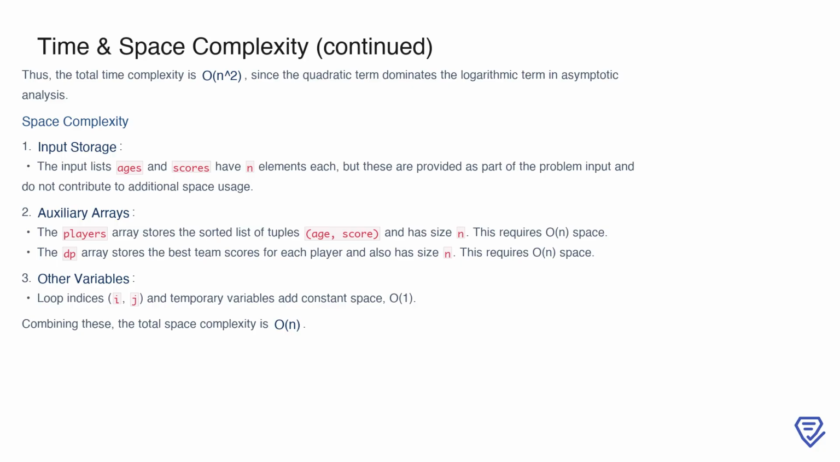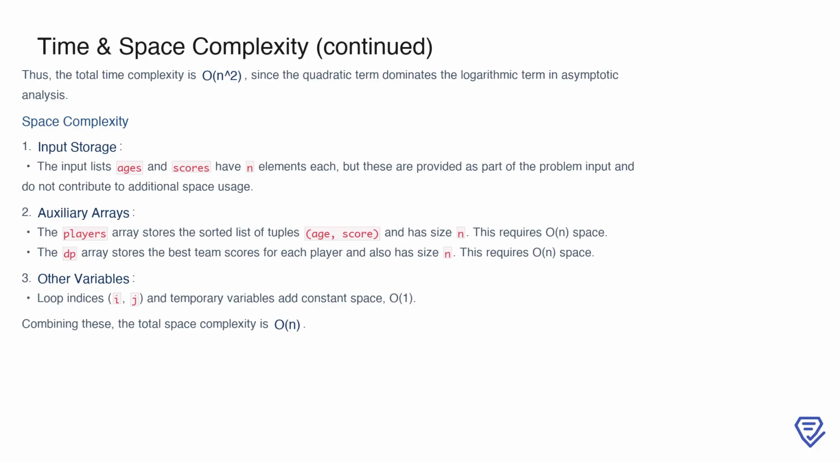The input lists, ages and scores, each have n elements, but since they are provided as input, they don't count toward additional space usage. The first auxiliary array is the players array, which holds the sorted list of tuples (age, score). This array requires O(n) space because it has one entry for each player. Similarly, the DP array, which maintains the best team scores for each player, also requires O(n) space.